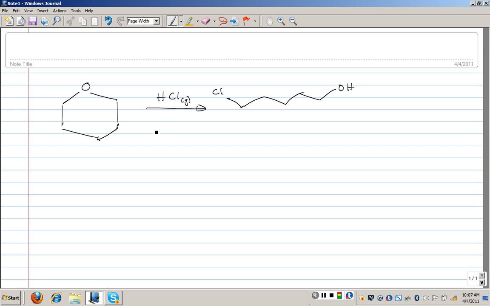Well, I also have a sense of what's happening. In this reaction, clearly I am breaking a C-O bond. I'm also breaking an H-Cl bond. I am making a carbon-chlorine bond. And I'm also making an O-H bond. So I've got a sense of the many things that I'm doing.